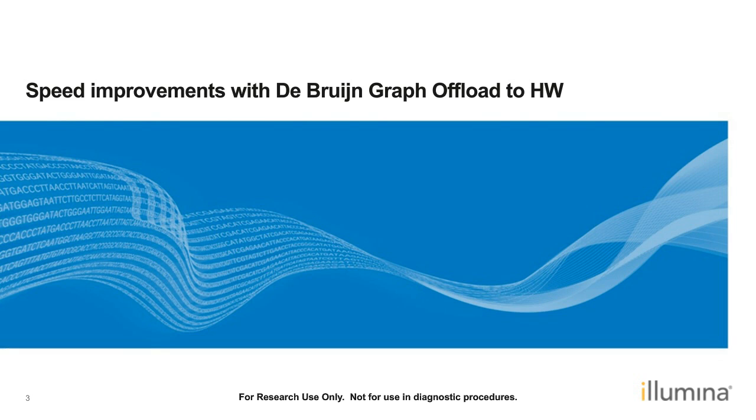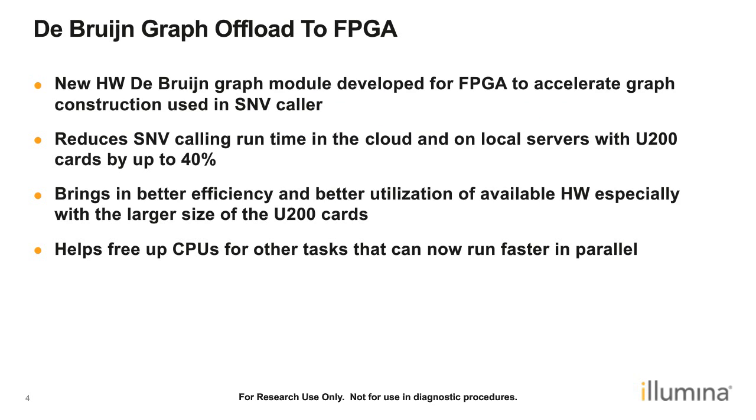So, this is a big update for us, is bringing in the deBrujin graph, which is now offloaded to the FPGA. What this does is it reduces the SNV calling runtime in the cloud and on the local servers with the U200 card. This is something that I want to emphasize, is the new hardware upgrades that we have done are limited or are specific to the U200 card.